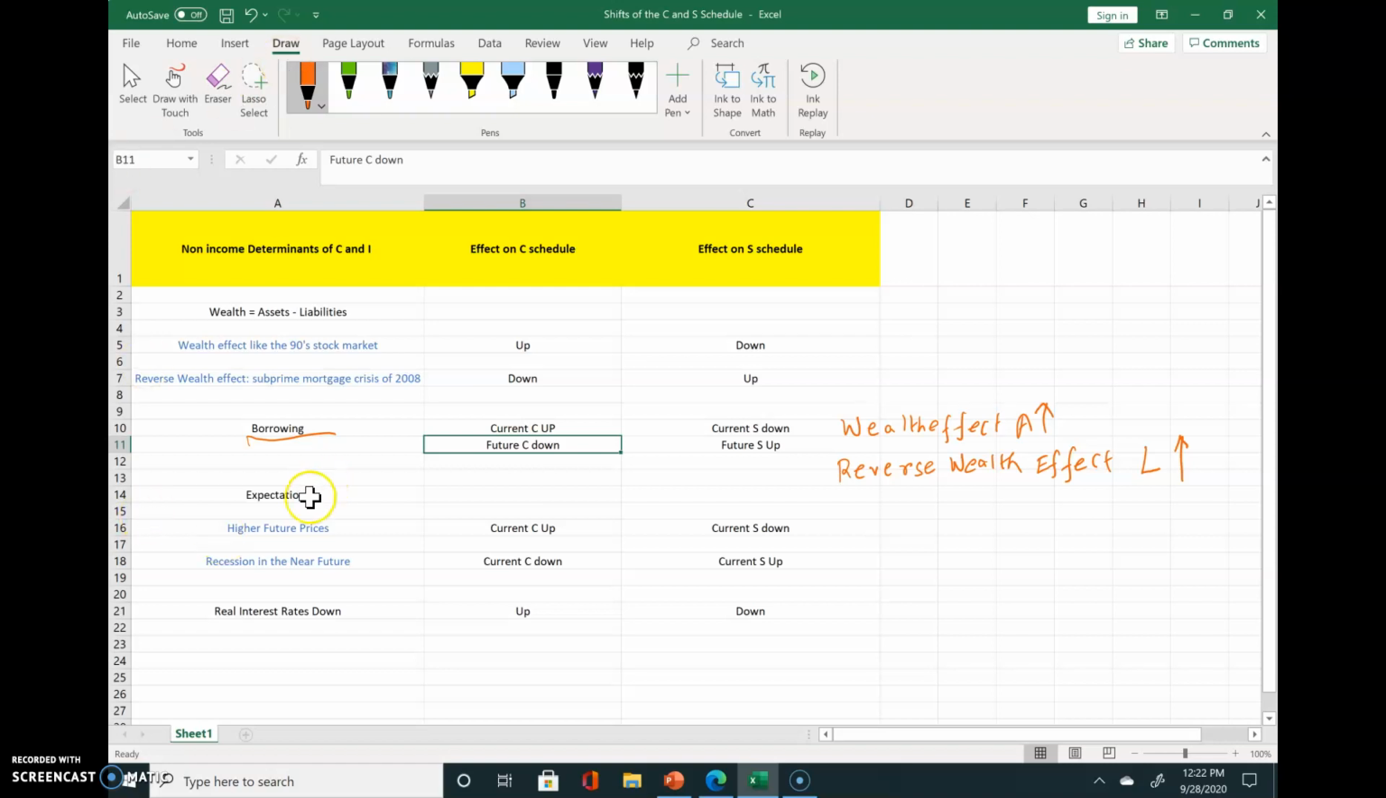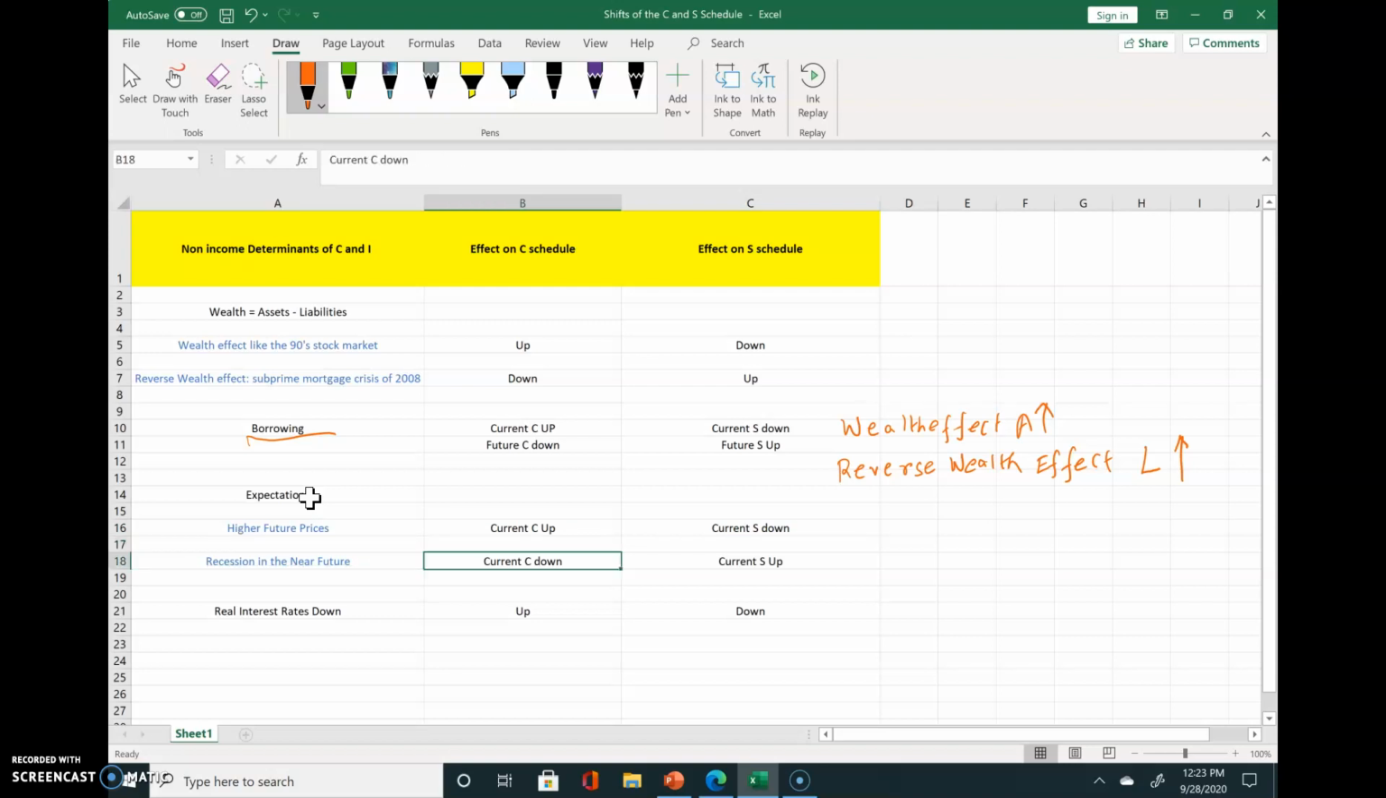Then the next determinant of the consumption and saving schedule is expectations. Let's say we have expectations of higher prices in the future. So expectations of higher prices for sweaters during the winter months. So this will cause the current consumption schedule to shift up and the current saving schedule to shift down.